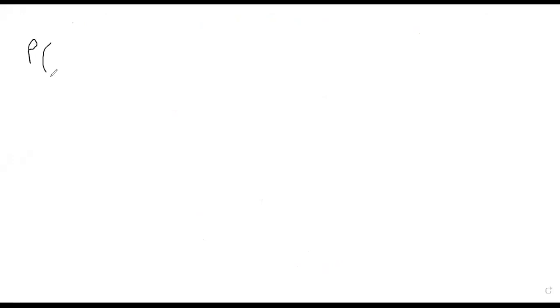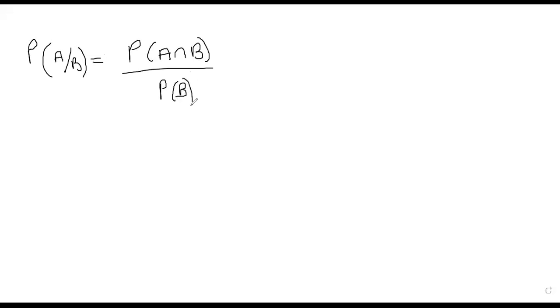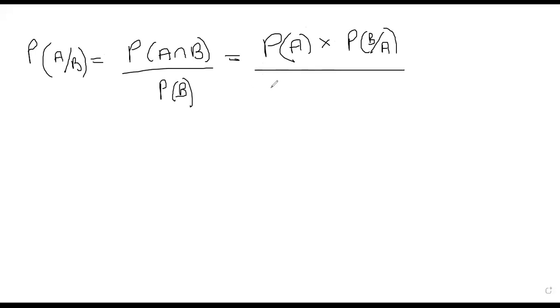Bayes' theorem is simply a rule or a pattern. If you have the probability of A given B, Bayes' theorem says it is the probability of A intersection B divided by the probability of B. Expanding this, the top is the probability of A times the probability of B given A, and the bottom part is the summation, from j equals 1 up to k, of the probability of A times the probability of B given A.